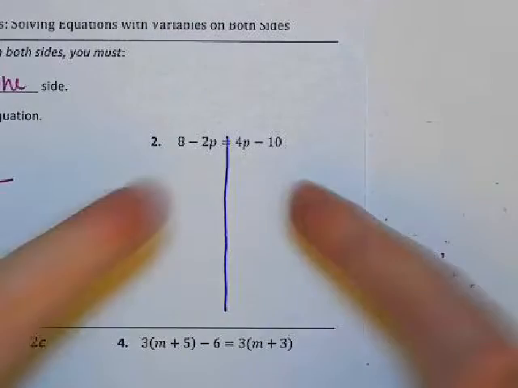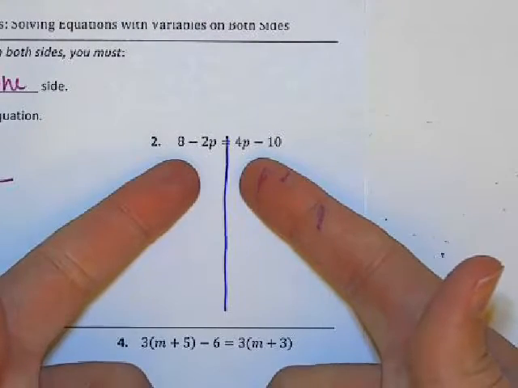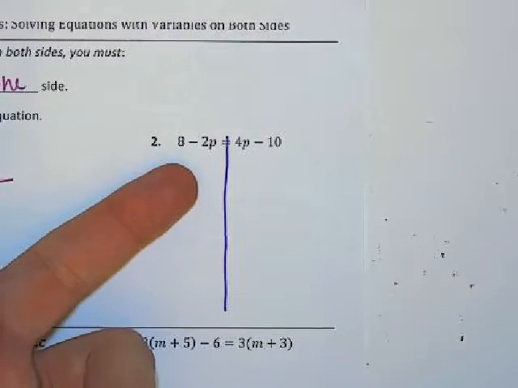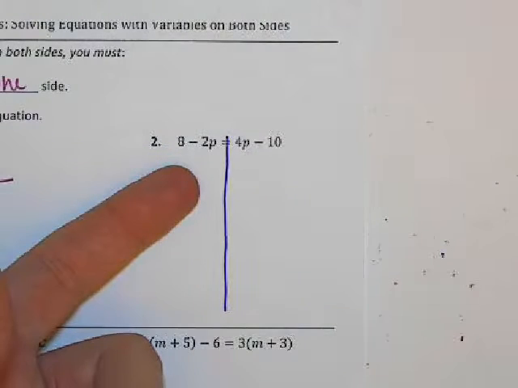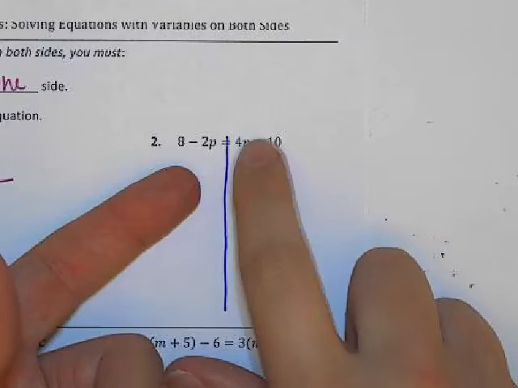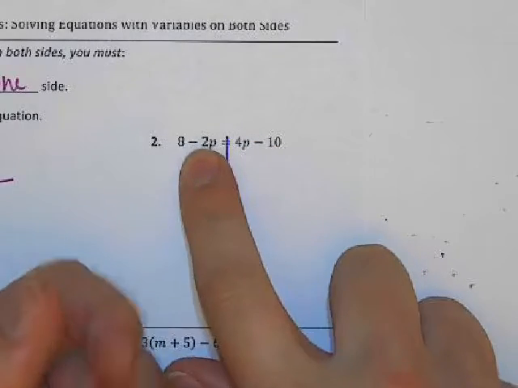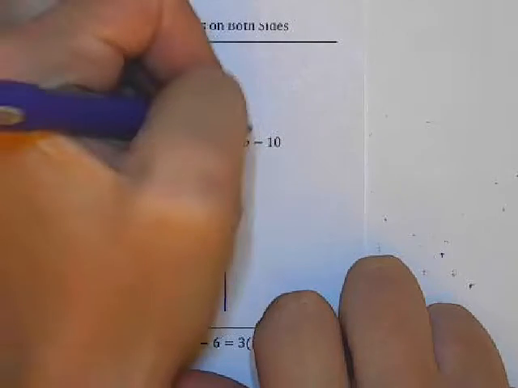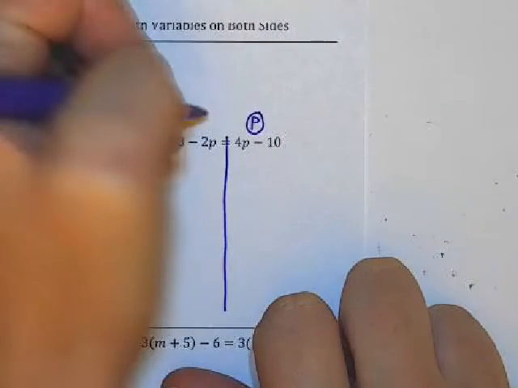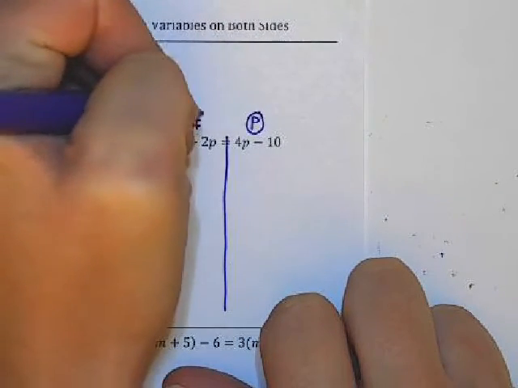Okay. So I've got variables on both sides. Now I got to get all my variables to the same side and all my numbers on the other side. So which p is bigger? Is 4p bigger or is -2p bigger? 4. So that's going to be my p side. This is going to be my number side.